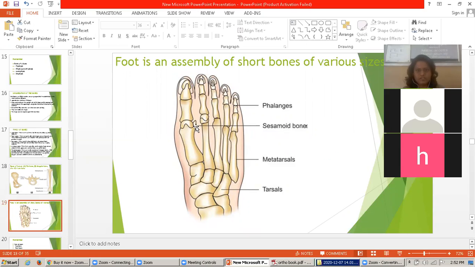This shows an example of the sesamoid bone. In the foot we can study the various bones of the foot, that is tarsals, metatarsals, phalanges. These are examples of the short bones, along with the sesamoid bone.